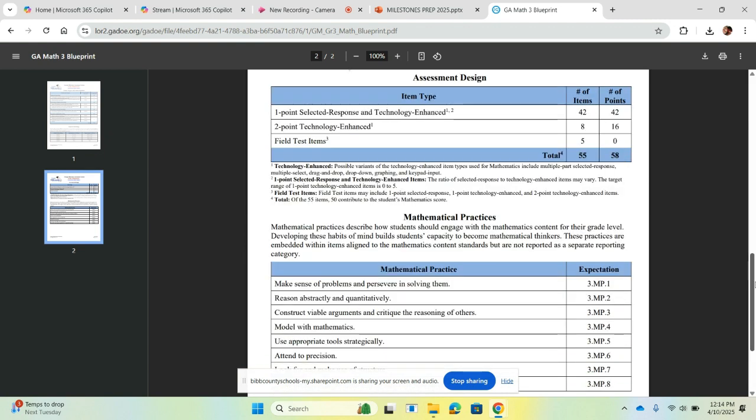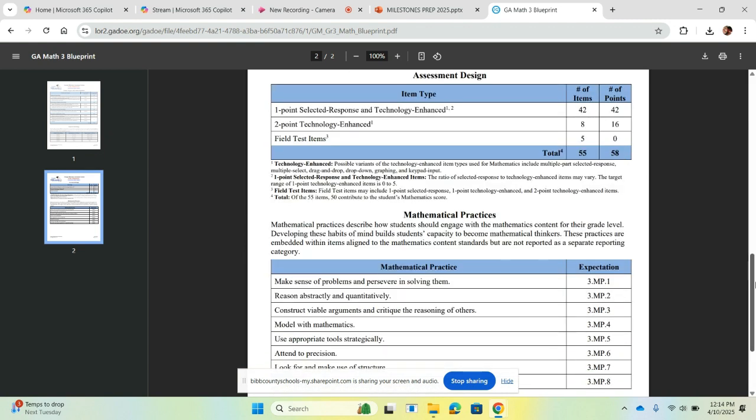So let's look at the number of items. They will have 1-point selective response and technology enhanced problems. There will be approximately 42% of those, or 42 points available just from 1-point items. And then there'll be a couple that are worth 2 points. It tells you right here. Sometimes some of these tests will say it could be 8 to 10 points. This year, they're saying there's going to be 8 2-point problems on the assessment.